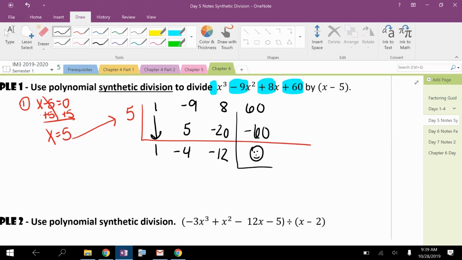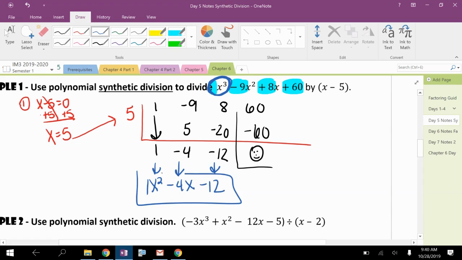Very last step is just to figure out what this is going to be now. So I'm going to circle this guy. You always have to go down a power. So I started at x cubed. This guy is going to be x squared. Even put the 1 if you want. Go down a power. Minus 4x. Go down a power. Minus 12 with no remainder.